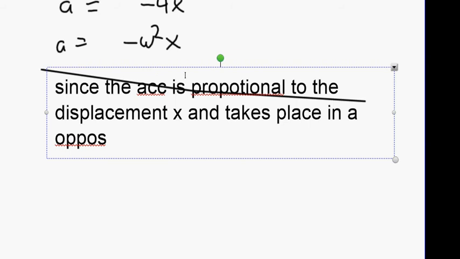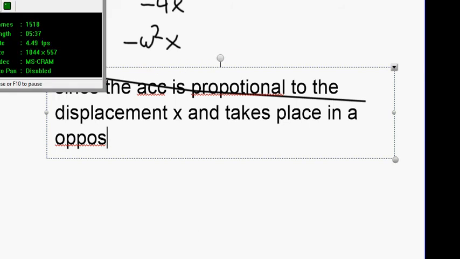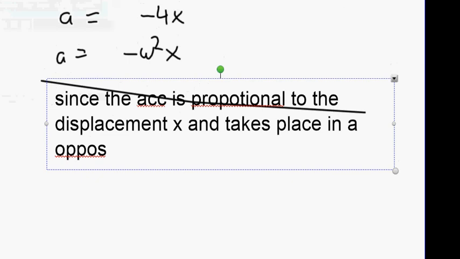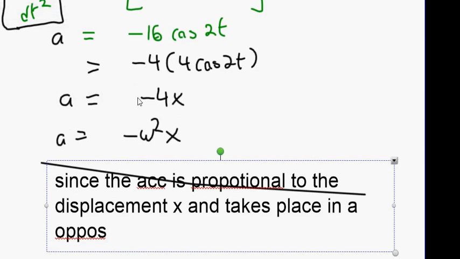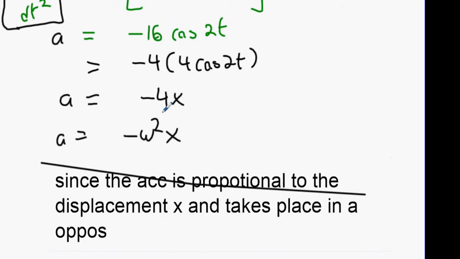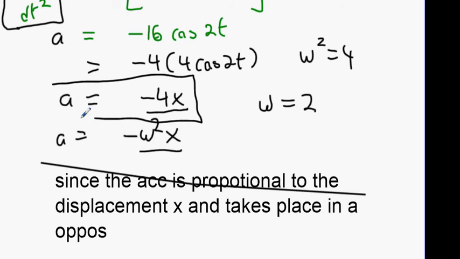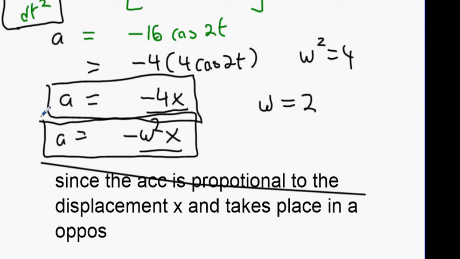Basically, from simple harmonic motion, one of the preset formulas is a equals minus omega squared x. What I was showing is that the similarities between minus 4x and minus omega squared x, they're actually the same thing, but omega would be equal to 2, or omega squared equals 4. So when we differentiate twice to get the acceleration, our acceleration formula here is consistent with the acceleration formula we've already used, that a is in the opposite direction to x at all times.